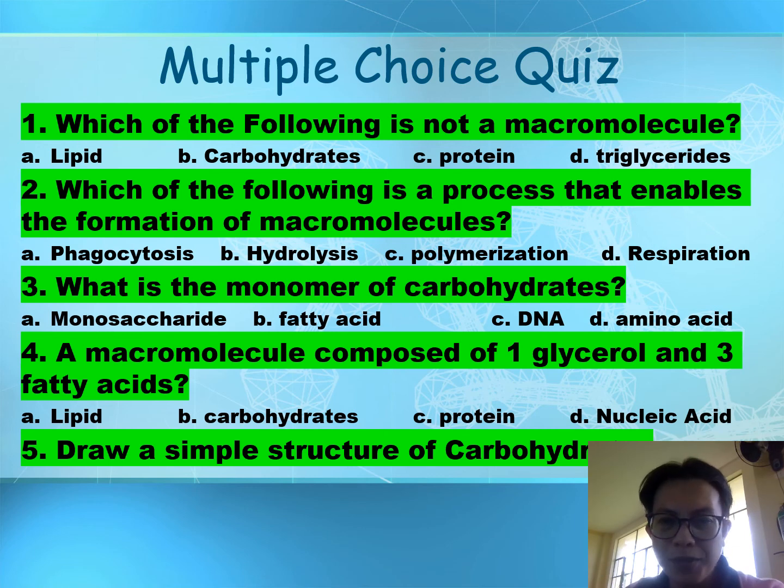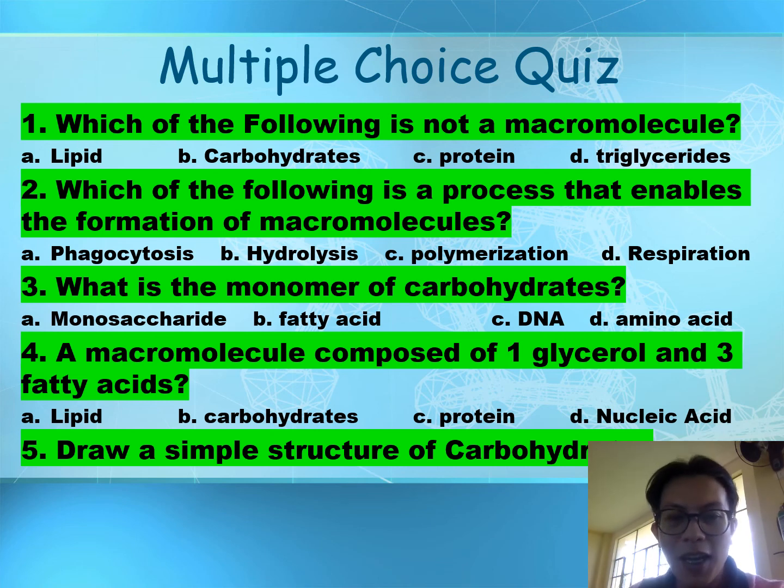Number 1, which of the following is not a macromolecule? A, lipid, B, carbohydrates, C, protein, or D, triglycerides. Number 2, which of the following is a process that enables the formation of macromolecules? A, phagocytosis, B, hydrolysis, C, polymerization, or D, respiration. Third, what is the monomer of carbohydrates? A, monosaccharide, B, fatty acid, C, DNA, or D, amino acid.